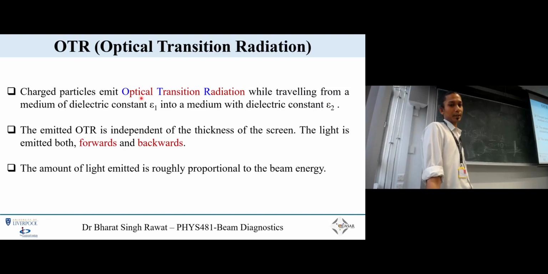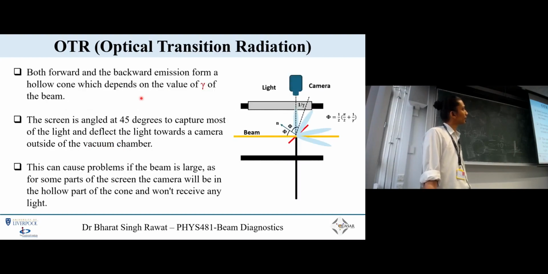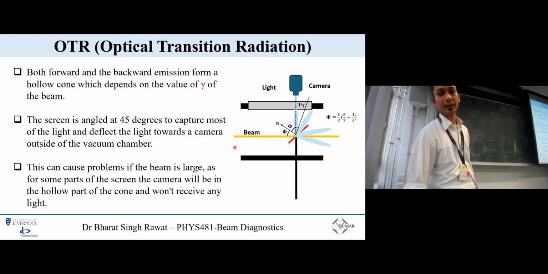And another important thing is that the light which is emitted depends on the beam energy. So if your beam energy is high, it will depend on that. And so this is again your screen or material which emits transition radiation.